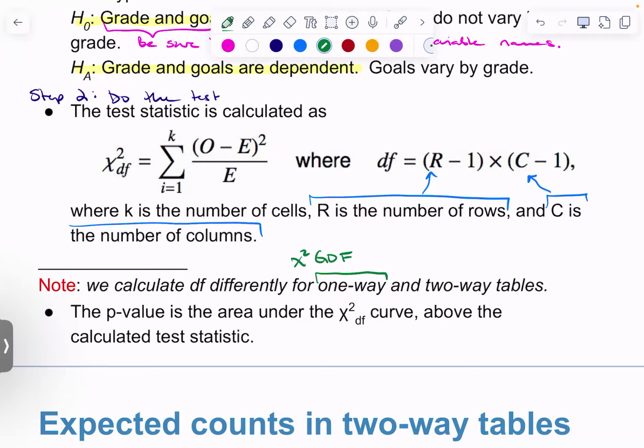Now, I want to clarify that a one-way table is what we saw in the chi-squared goodness of fit test. Right? We had the die faces 1, 2, 3, 4, 5, 6, right? And so that's a one-way table because there's not another variable up top, right? We just had the counts. And the two-way tables, which is the chi-squared test of independence, or that's what we use, or we call it a contingency table.